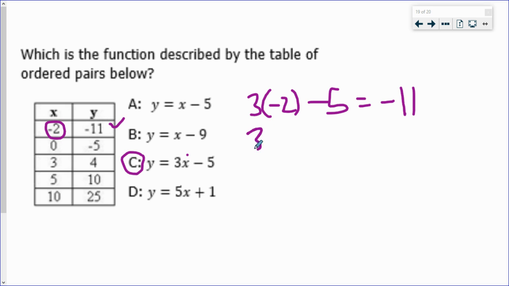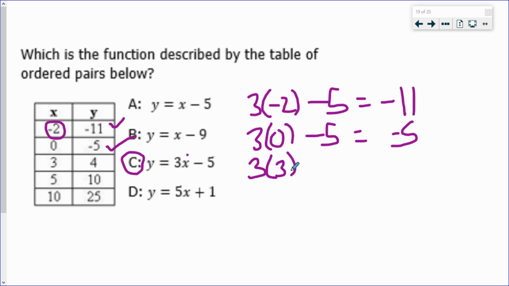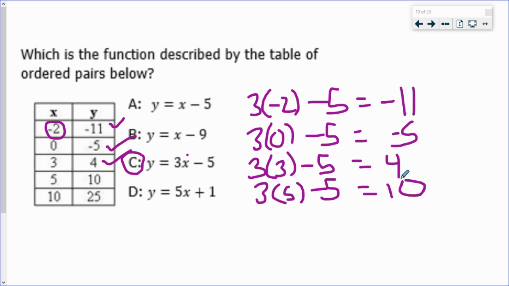When we plug in 0, 3 times 0 is 0. 0 minus 5 is negative 5. When we plug in 3, 3 times 3 is 9. 9 minus 5 is 4. When we plug in 5 for x, 3 times 5 is 15. 15 minus 5 is 10. When we plug in 10 for x, 3 times 10 is 30. 30 minus 5 is 25. So C is the correct answer.